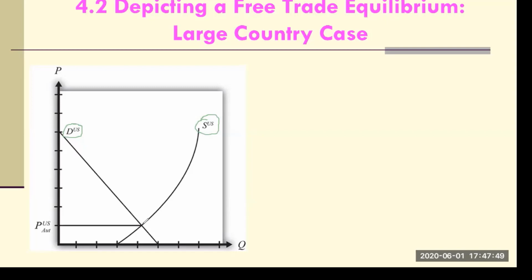This is where the demand and supply are equal. At this price, the demand within the US, within the country, is equal to the supply. The producers' supply as well as the consumers' demand become equal. That means the consumers are satisfied with what they want, as well as the producers are satisfied. So this is the equilibrium in the large country's case.